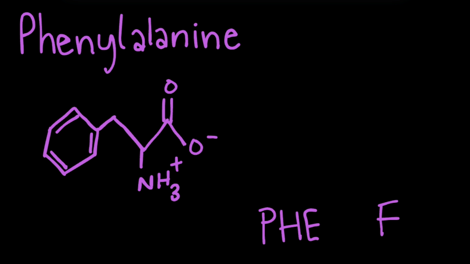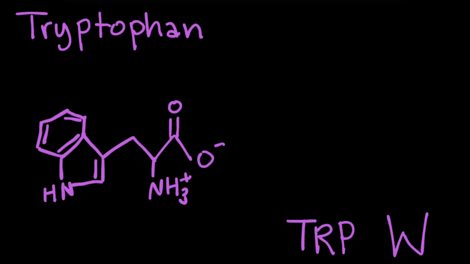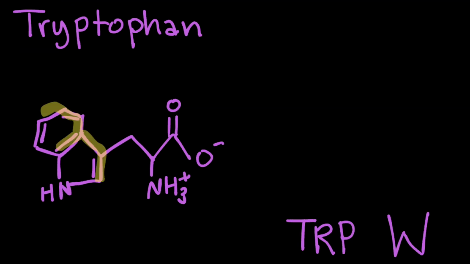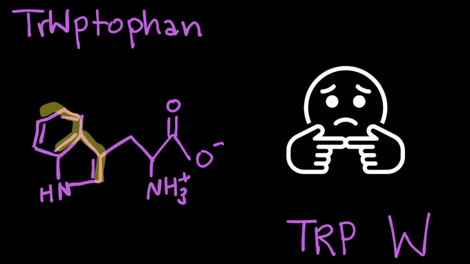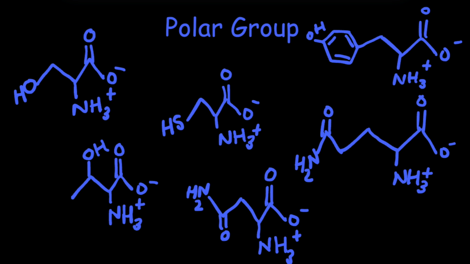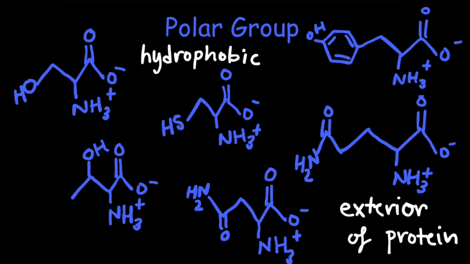P is proline. Okay, tryptophan is kind of one of the less straightforward nonpolar amino acids, but you can remember the W by kind of seeing the W, or you can say it in your mind like tryptophan, and that's how I remember it.